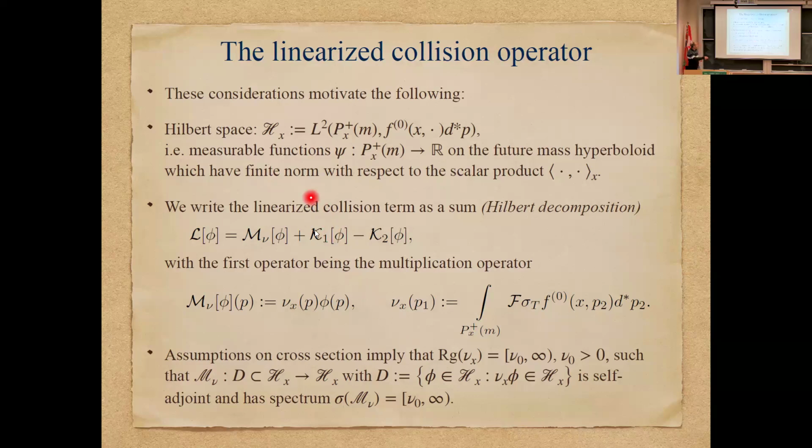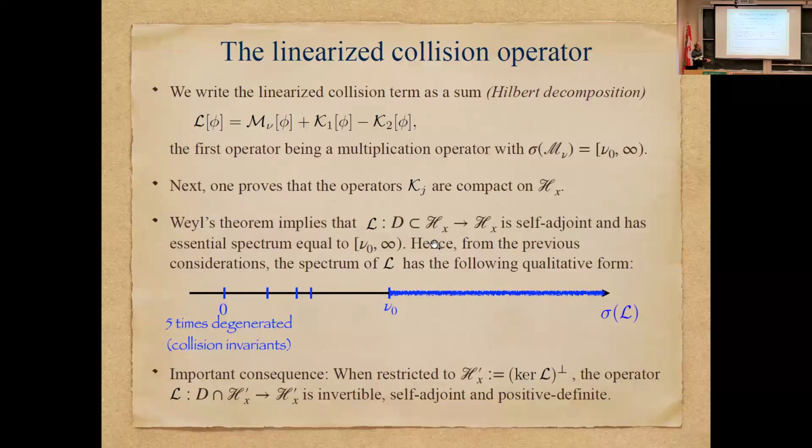Now you treat K1 and K2 as perturbations, and you can show that these operators K1 and K2 are actually compact. Then you can use tools from functional analysis, like Weyl's theorem, for example, to show that this perturbation by K1 and K2 won't change the essential spectrum. So the essential spectrum would still be equal to nu1 to infinity. From this you can also conclude that this whole operator is self-adjoint.